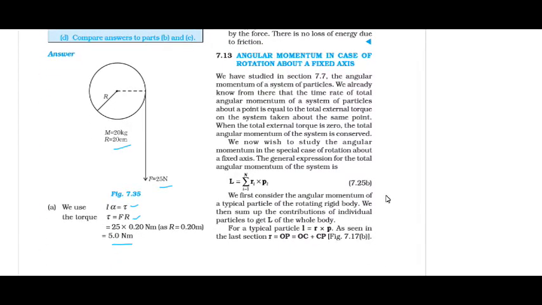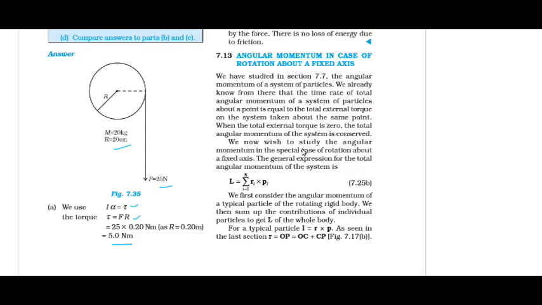Angular momentum in case of rotation about a fixed axis. We have studied in section 7.7 the angular momentum of a system of particles. We already know from there that the time rate of change of total angular momentum of a system of particles about a point is equal to the external torque on the system taken about the same point. When the total external torque is zero, the total angular momentum of the system is conserved.